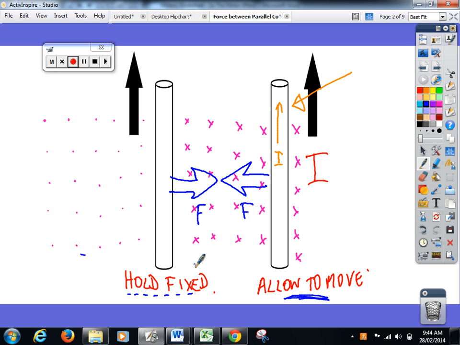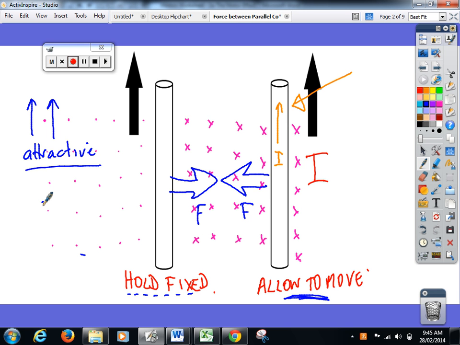So what happens is if the currents of 2 wires are running in the same direction, we get an attractive force between them, which goes against all of the ones that we know. Normally we say like poles of magnets repel, like charges repel. It's like currents attract. So 2 wires running parallel with a current in the same direction will be forced inward.